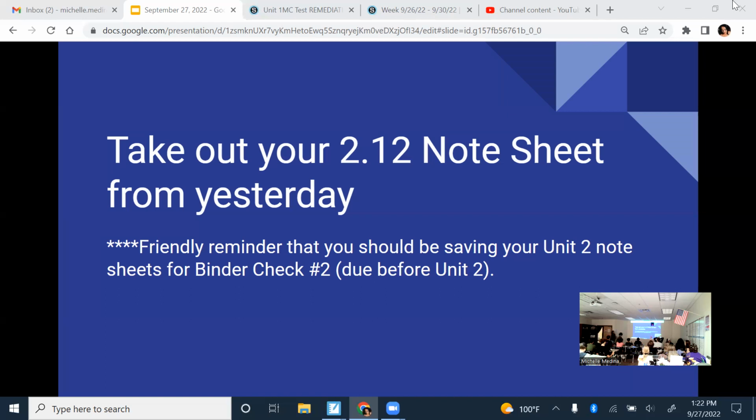Is that today? Is what today? The binder check? No. The binder check is due October 25th. That's a date for the unit test. Unit test will be October 26th, so the binder check will always be the day before this. All right, any other questions?